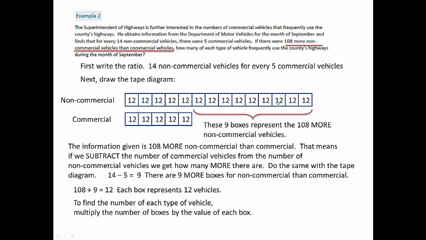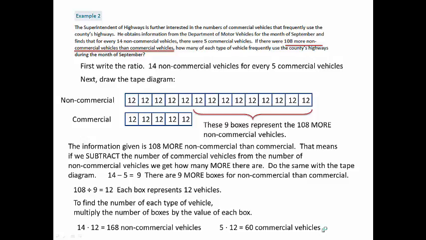For non-commercial, I have 14 boxes. So 14 times 12 is 168 non-commercial vehicles. For commercial vehicles, I have 5 boxes, so 5 times 12 is 60 commercial vehicles.